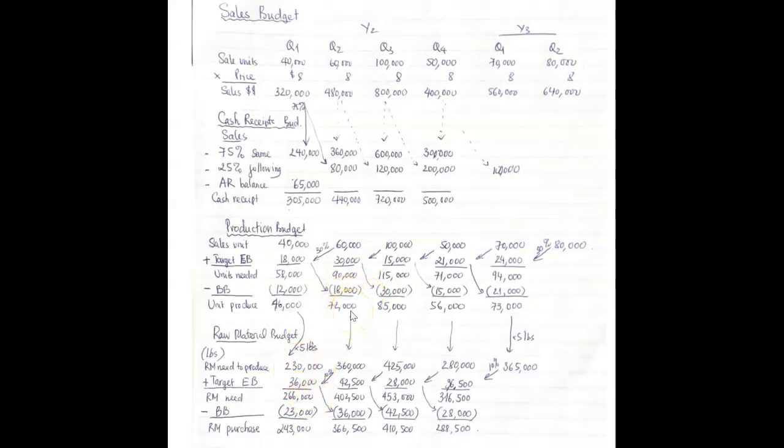Then 72,000 times 5 pounds is 360. 85,000 times 5 pounds is 425. 56,000 times 5 pounds is 280. And then the target ending balance is 10% of the next month's production, the number that we need. So 10% of 360, 10% of 425, 10% of 280, and 10% of 365 here would be 36,500. So there's our total raw material needed, minus the beginning balance again, tells us how many pieces of raw material we want to purchase.